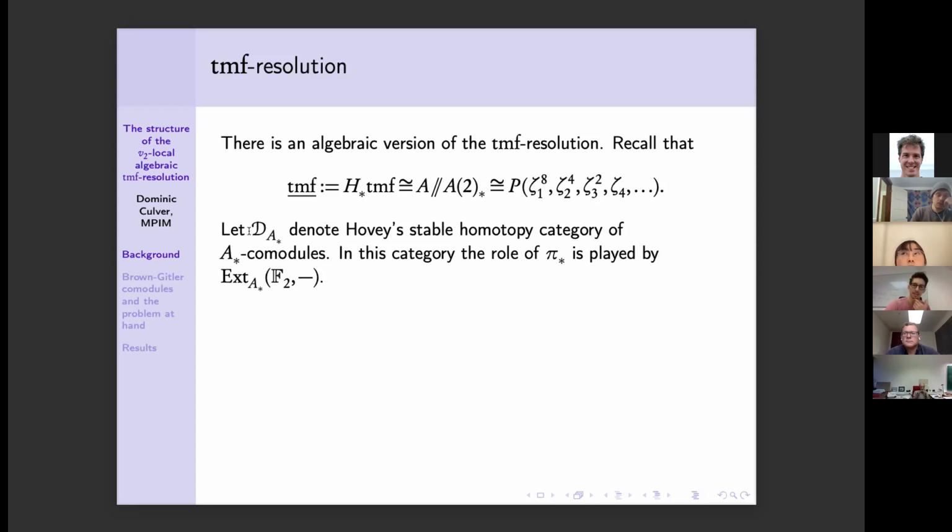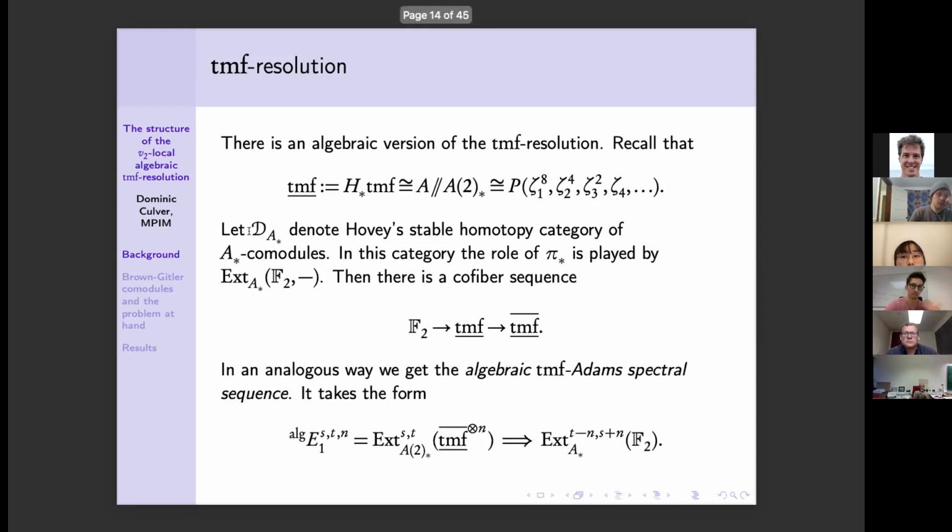But anyway, we want to work in this category because we can talk about cofiber sequences and then mimic the construction that we did in topology. So the homology of TMF is still going to be a ring. So there's a map from F2 into that thing, and you can take the cofiber. And then, again, you keep tensoring with TMF over and over, and you get an exact couple. And so you get this algebraic TMF Adams spectral sequence, and it looks like this. Okay, but notice here, it's important that it's X over A2 star. So that's coming from a little change of rings thing.